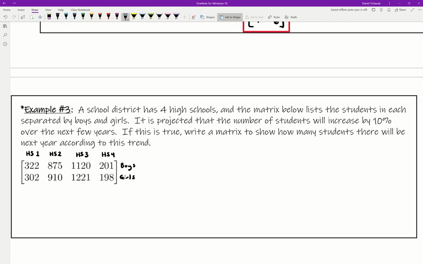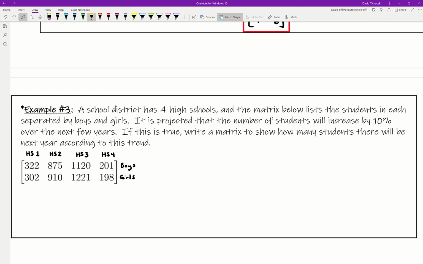And what I want to do here to finish off the video is just this last example here. Make sure to catch part 2, where we're going to move on to a different topic. But the last example here talks about arranging data of the number of boys and number of girls in a high school. So if you read through here, it says a school district has 4 high schools. The matrix below lists the students in each separated by boys and girls.